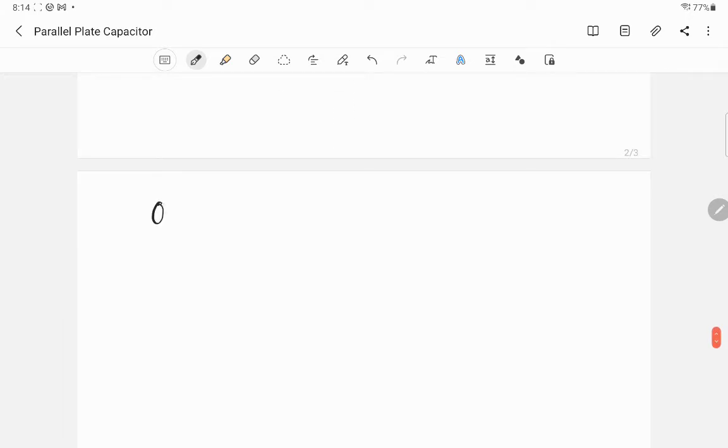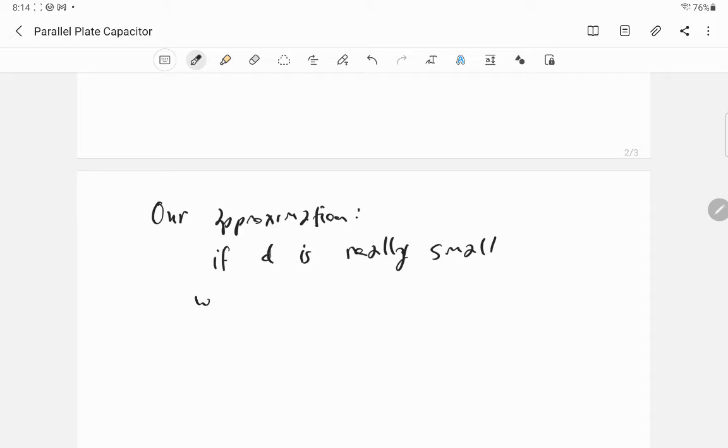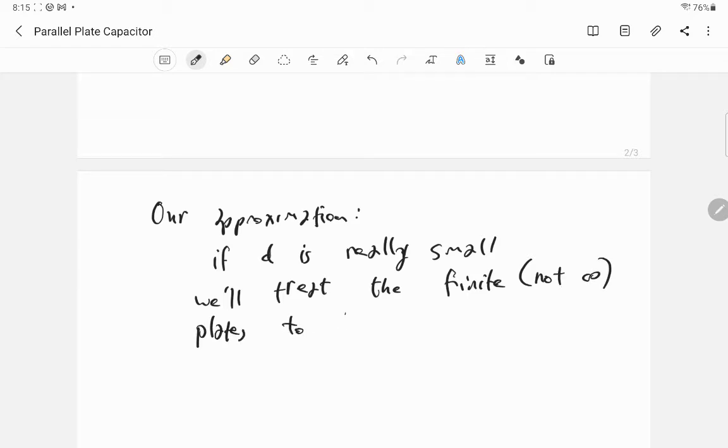So our approximation is, if d is really small, we'll treat the finite, that is not infinite, plates to have the same electric field as the infinite case.